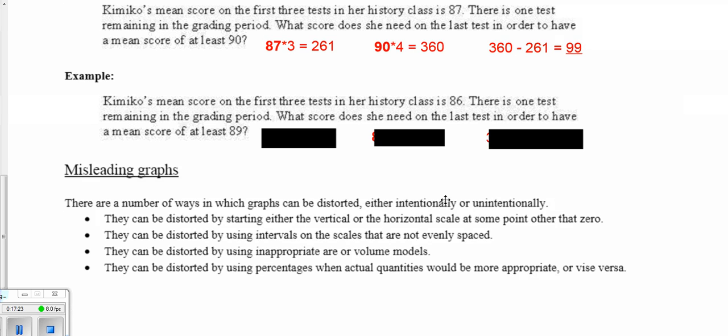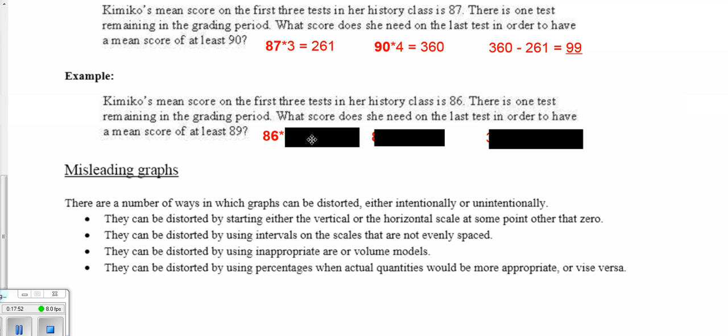Let's run the same problem but with some different numbers. This time, her first 3 tests average out to an 86. She wants her mean value to go up to an 89. So again, in this case, 86 to 89, she needs to grow by 3 points. 87 to 90, growing by 3 points. Let's see if she needs that same exact 99 though. So we'll do the same exact steps as we did before.